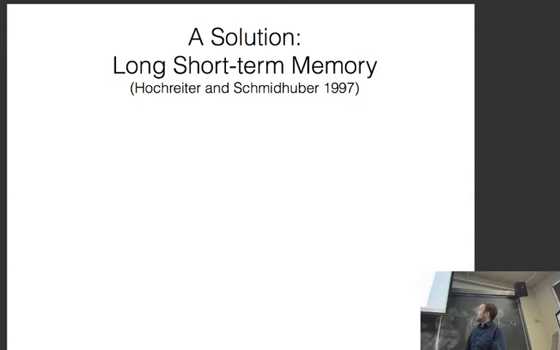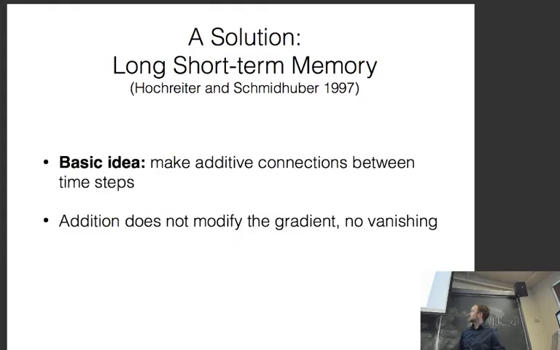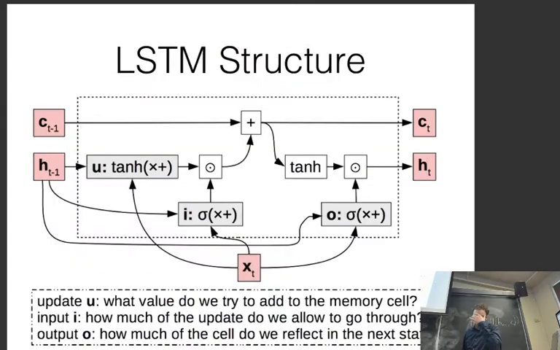So anyway, the standard way of fixing things, orthogonal initialization is one way that people use, but the more standard way of doing things is to make your connections additive. And so the basic idea is you have additive connections between time steps, and addition does not modify the gradient. And so there's no vanishing, and then you have gates to control information flow.